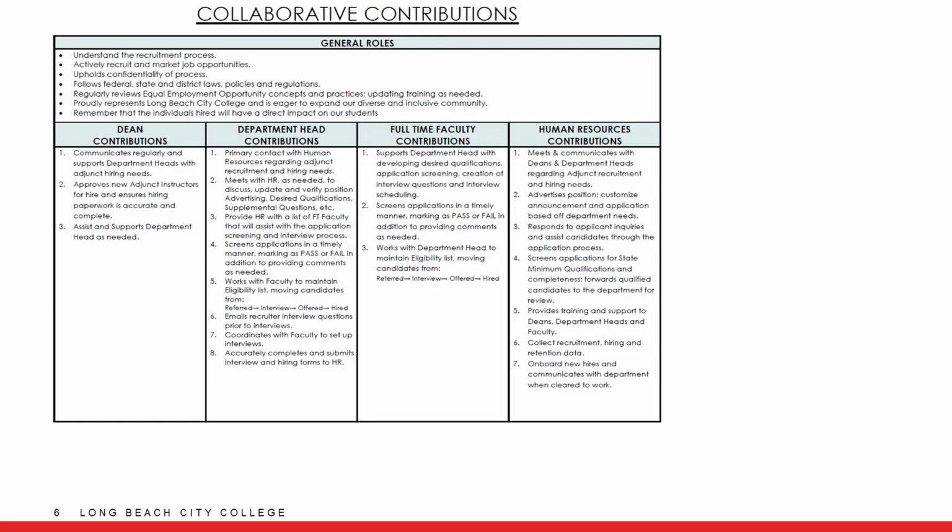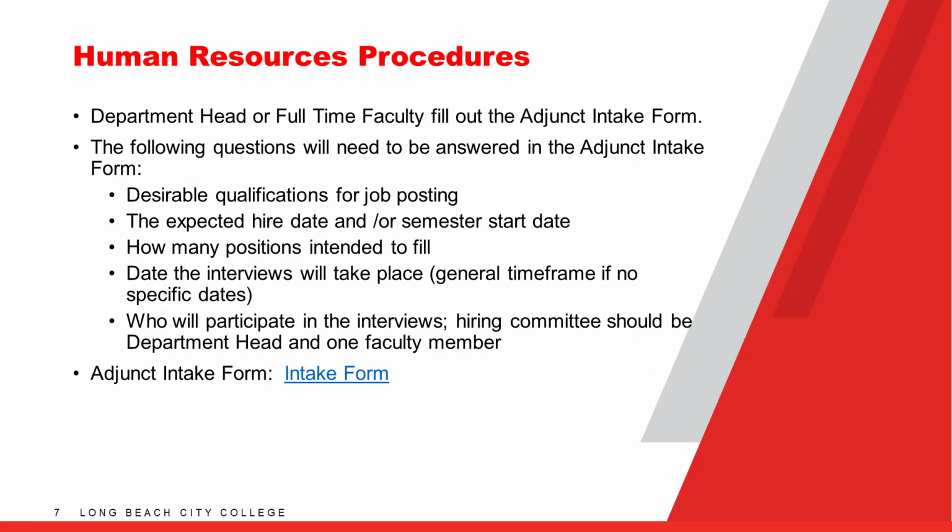This next slide shows the collaborative effort that is involved in the adjunct recruitment process and how each of us contribute in our own individual roles as deans, department heads, full-time faculty, and human resources representatives, all with the goal of understanding the recruitment process and making sure we follow the process and procedures. But before we can get the recruitment process started, the department head or full-time faculty will have to fill out the adjunct intake form, where you'll have to provide an answer to the questions listed below. This helps us acquire more information about your request to open a recruitment.